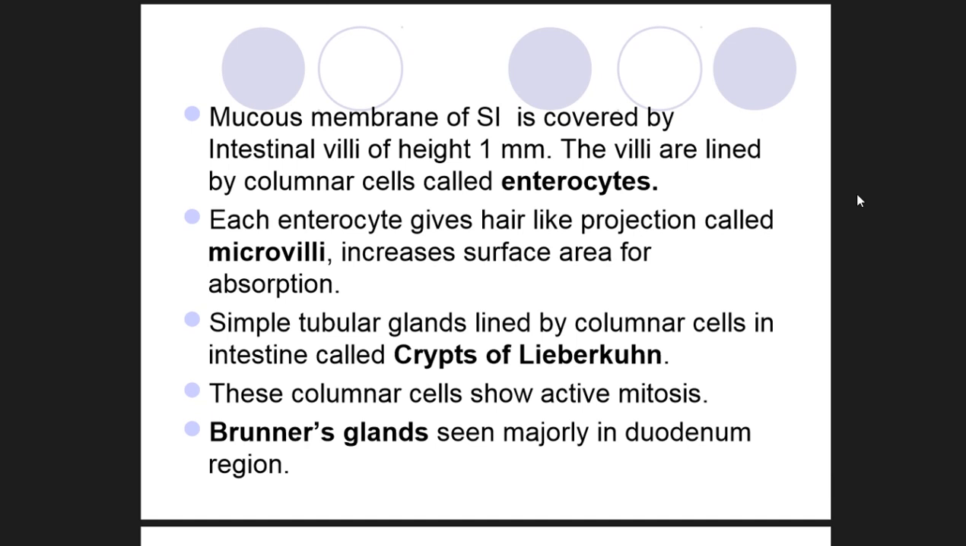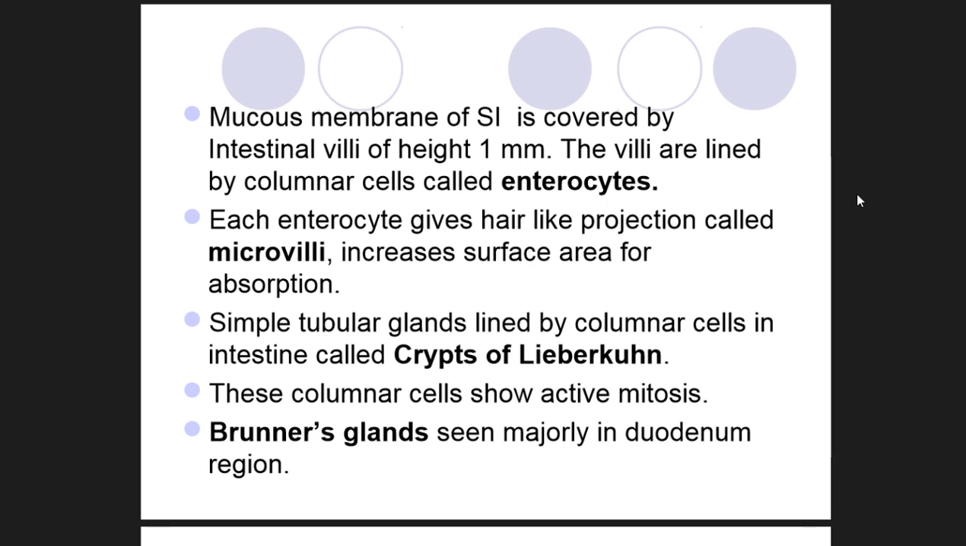So the mucous membrane of the small intestine is covered by the intestinal villi, just like gastric pits, here are the villi. The projections existing here are with respect to the cells called enterocytes. Each enterocyte present within the small intestine has hair-like projections called microvilli, and all this increases the surface area depending on the site of the intestine.